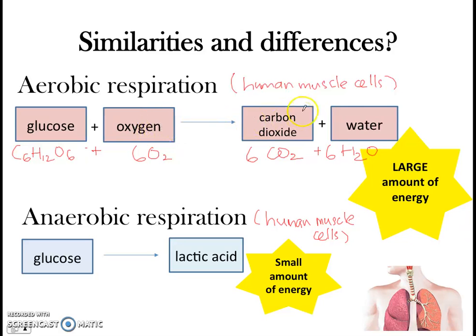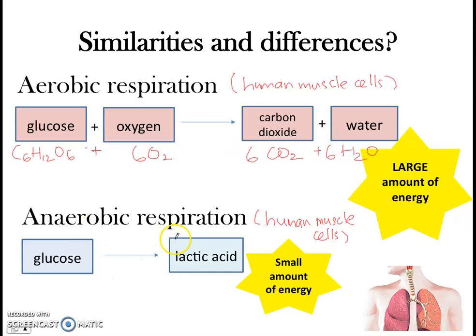However, sometimes your muscle cells are not able to get enough oxygen. Maybe you're not breathing enough, or maybe the activity is too intense and the oxygen supply cannot keep up with the energy demands. Then the muscle cells can switch to carry out anaerobic respiration. In anaerobic respiration, glucose is just converted to lactic acid to release a small amount of energy. Notice there's no oxygen involved here. This is when oxygen is in short supply. Glucose will just be converted to lactic acid to produce a small amount of energy.